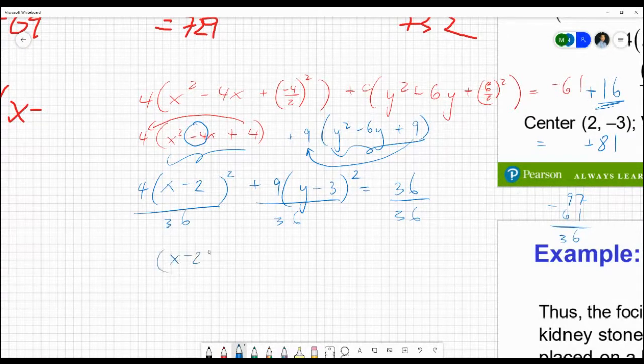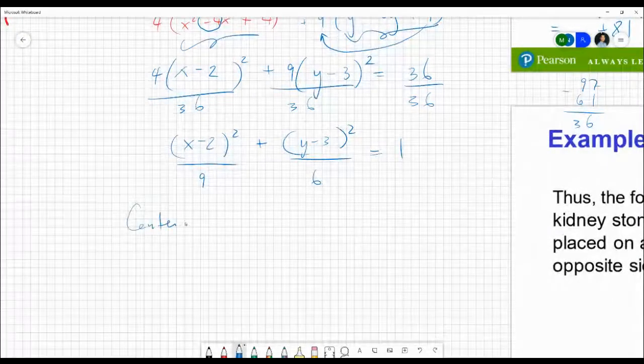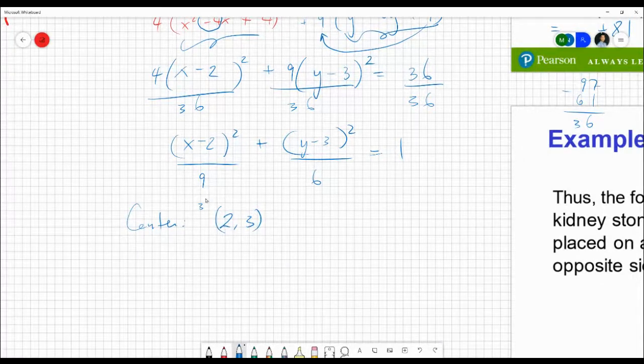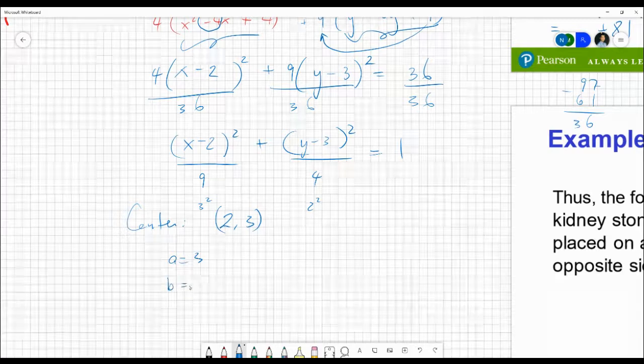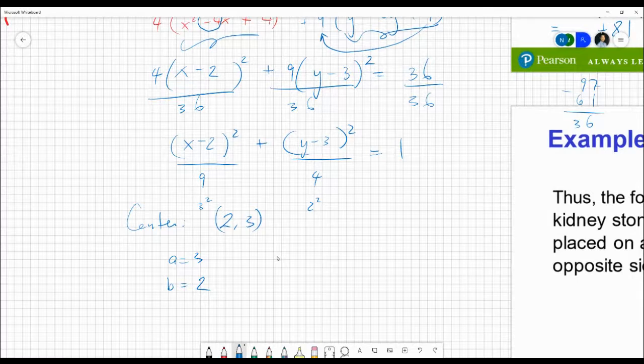So that finally gives me x minus 2 squared over 9, plus y plus 3 squared over 4 equals 1. So there my center is at 2, -3. 9 here, so 3 squared. 4 here, sorry, it's supposed to be 4, so 2 squared. So that means my a value is 3, my b value is 2. So I always have to factor out before I complete the square.